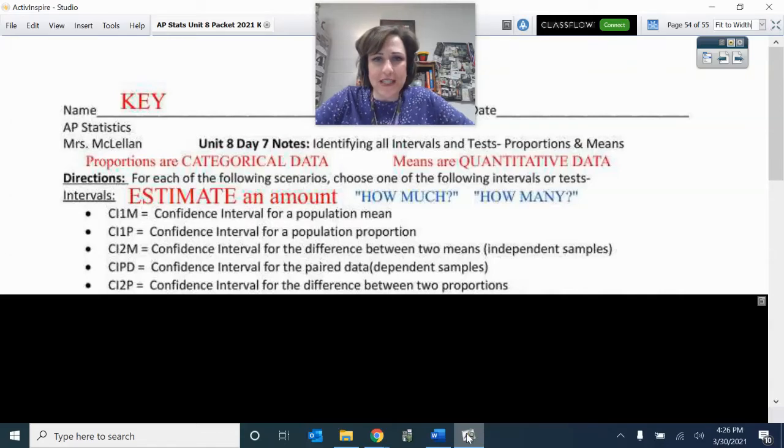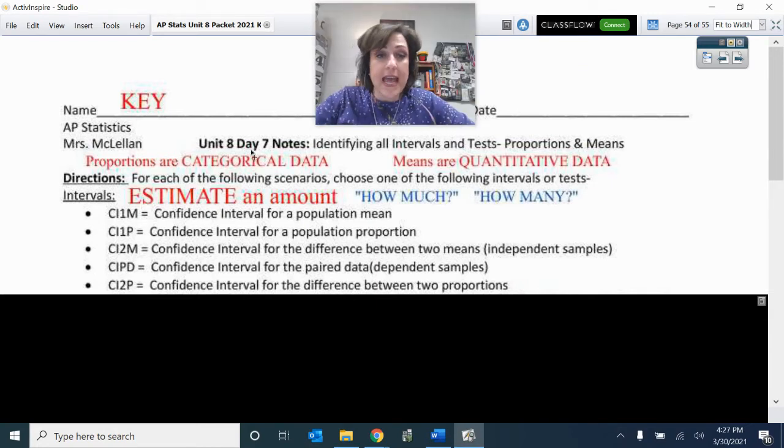All right, let's do this. We're going to combine all of the tests and intervals that we have done so far together. What that means is you are going to first have to learn how to identify, number one, is it a proportion or a mean problem? What kind of data is it? Categorical, where we have a proportion of something, or is it quantities, numerical amounts?